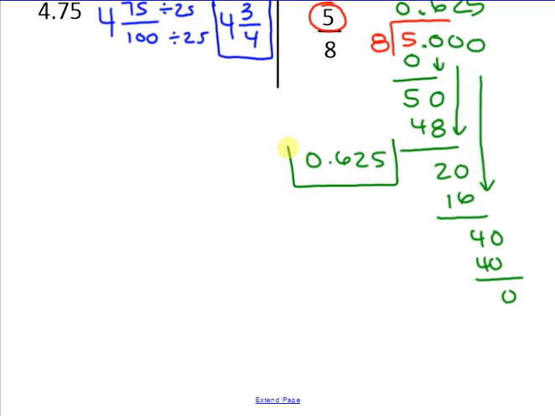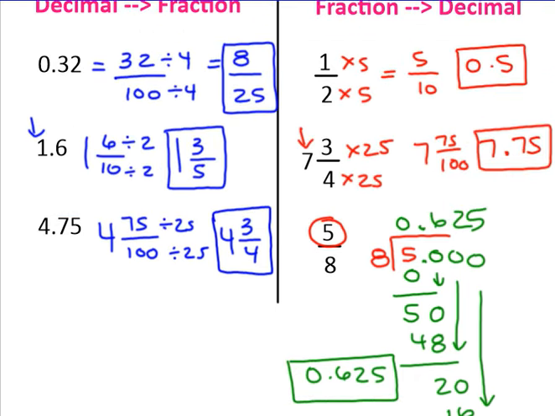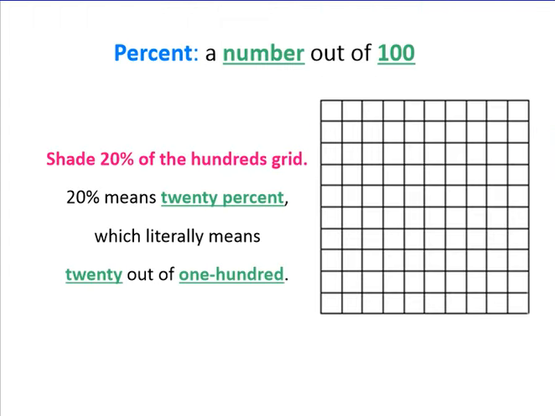That is my decimal. Now, we need to keep all of this in mind as we add percents into this as well. So, what is a percent? A percent is a number out of 100, okay?